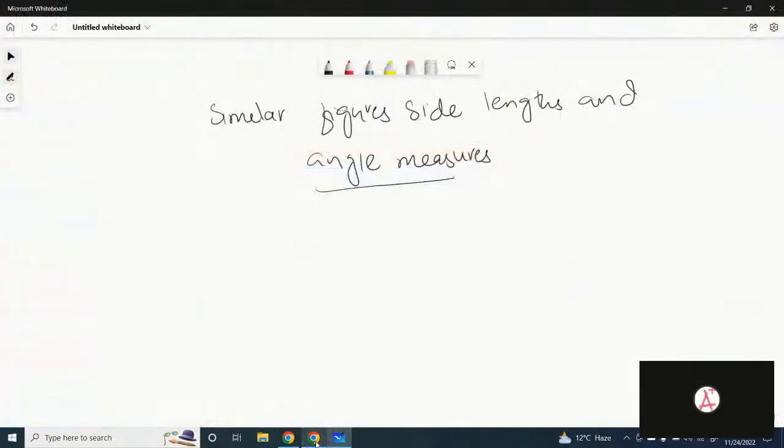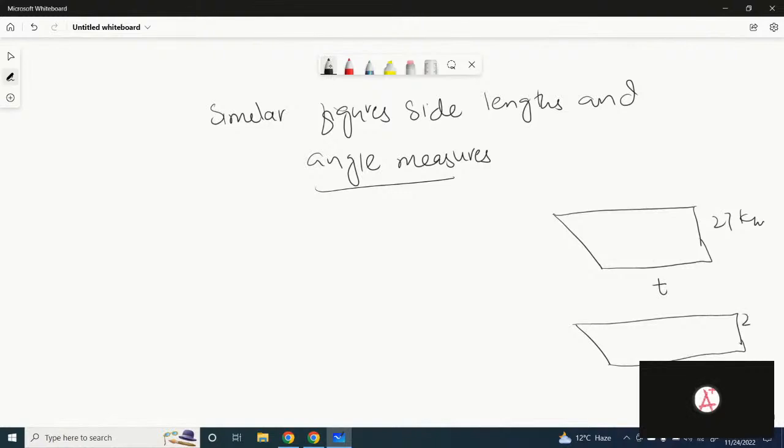Yes, like this, then this, and here we have 27 kilometers. Then you have a missing side, and then you have the second one that has the measurements 24 kilometers and 64 kilometers. So basically you have to form the proportions of the given sides. Got it? Both the given same sides are the corresponding ones, so just form a proportion.